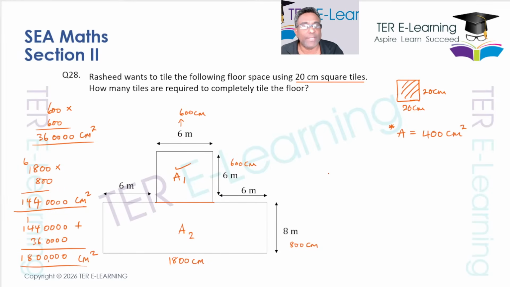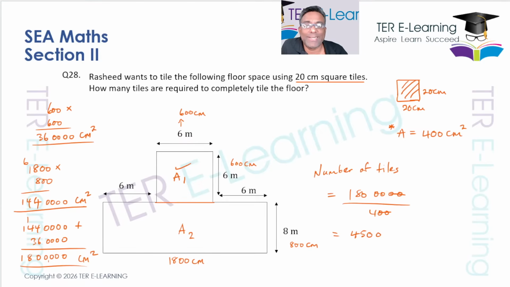Next thing we're going to do, the number of tiles is equal to 180,000, is that correct? No. Divided by 400. So this 0 will cancel with this here. So we need to divide that here. When I divide this now, I'm going to get 4500. So 4,500 tiles is what I'm getting.